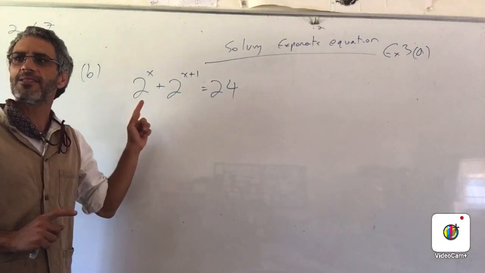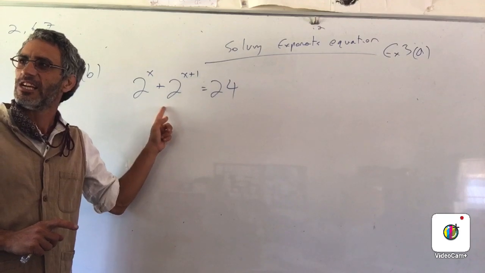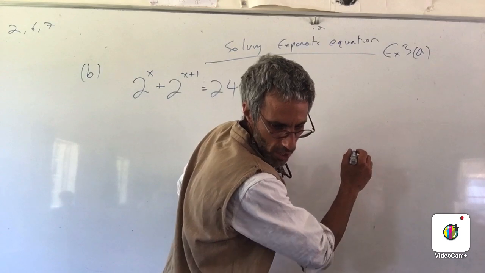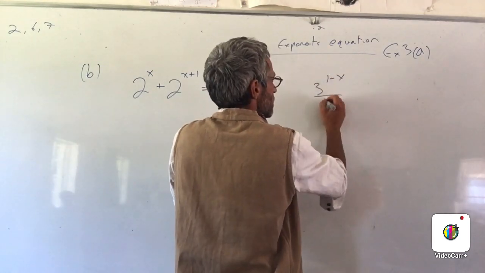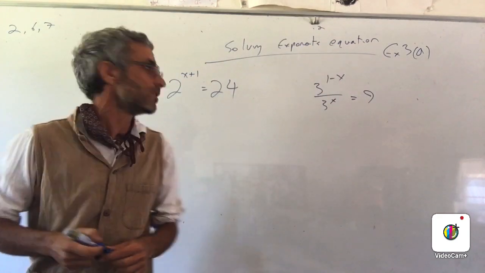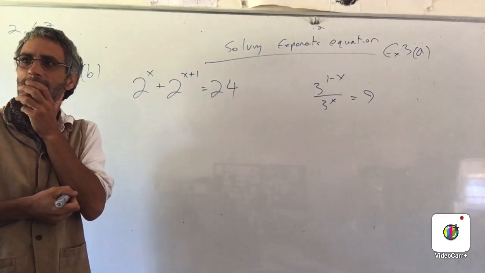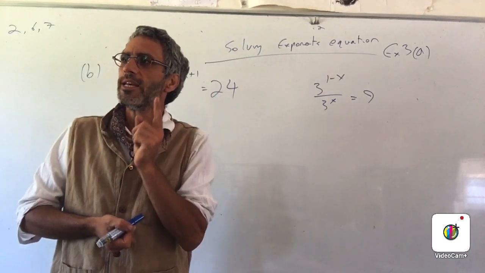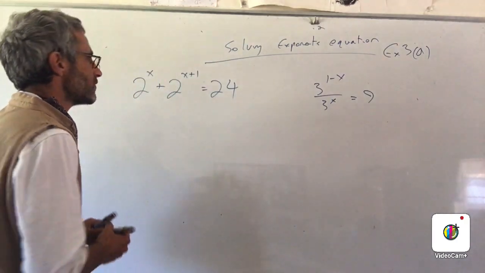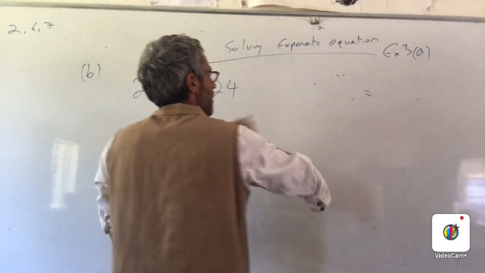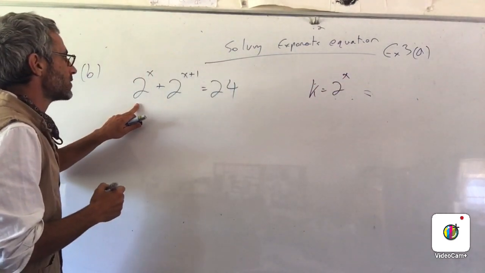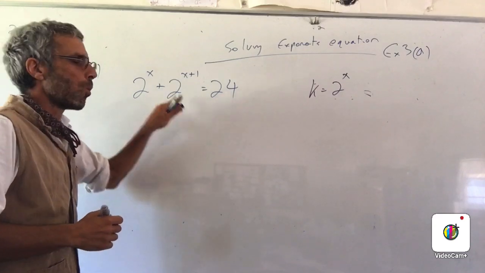Remember, all the questions that we had before, to give you an example, were 3 to the power 1 minus x divided by 3 to the power of x equals 9. So we could all cross cancel. Can I cross cancel now? No. What we've got to use is the K method. Okay, so let's figure out what the K is going to be. 2 to the power of x. Now that's already sorted, isn't it? Because that's just K.